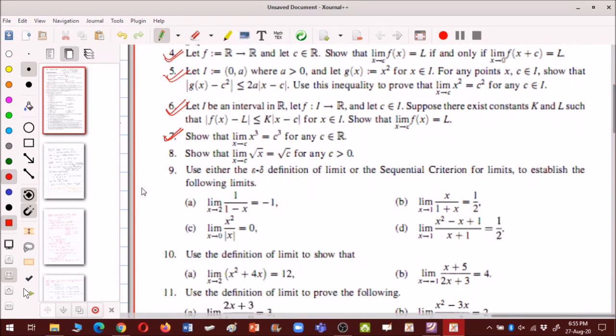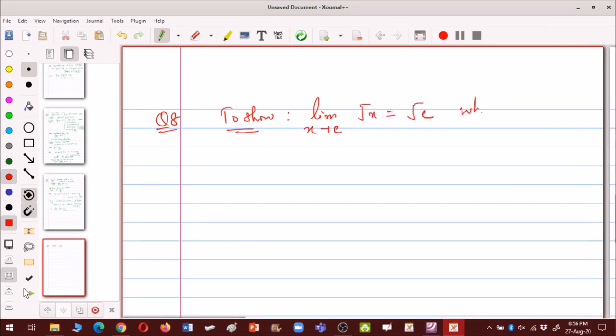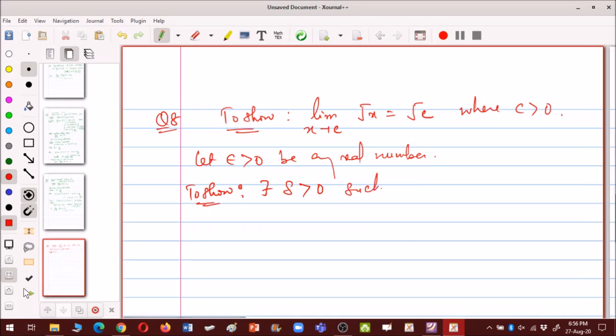Now let us take question number 8, to show that the limit as x tends to c of √x is equal to √c, where c is given to be greater than 0. So let epsilon greater than 0 be any real number. Then by the definition of limit, we have to show there exists delta greater than 0 such that 0 < |x − c| < delta implies |f(x) − √c| is less than epsilon, where f(x) here is √x. So we have to show |√x − √c| is less than epsilon.